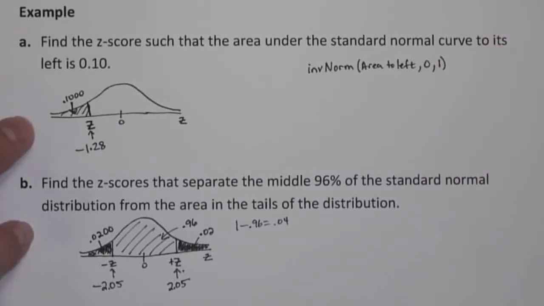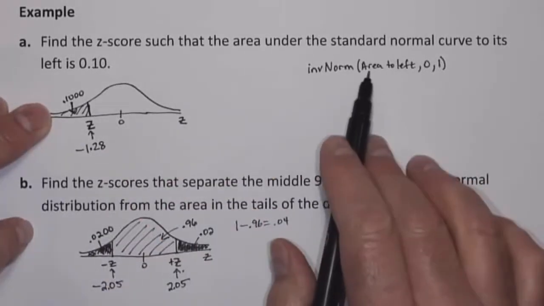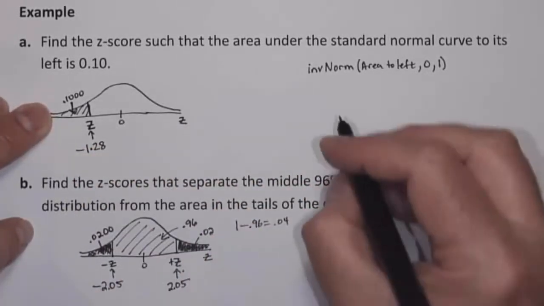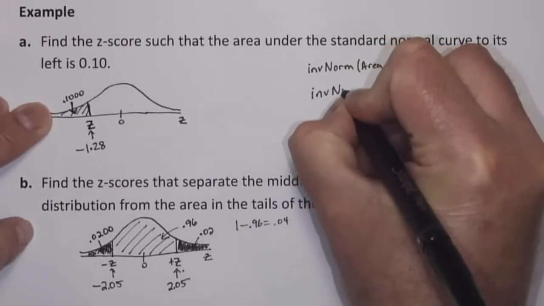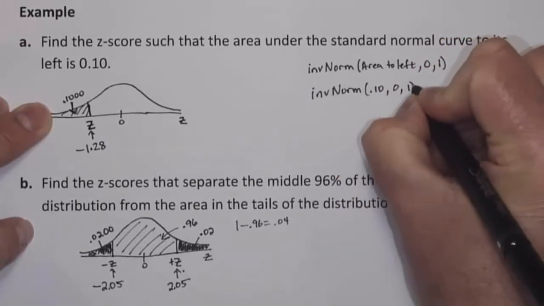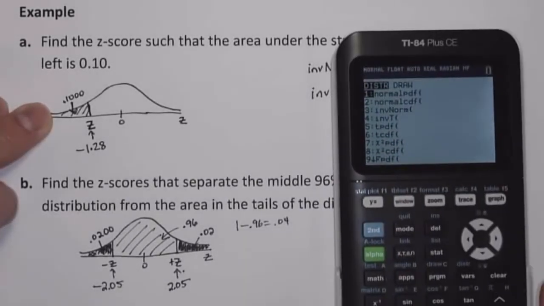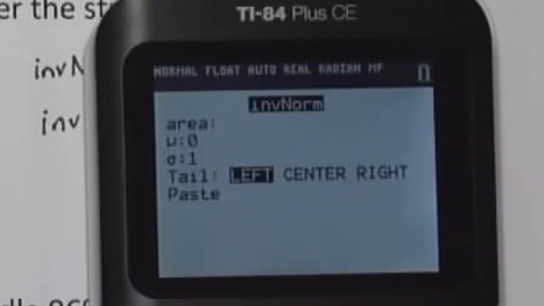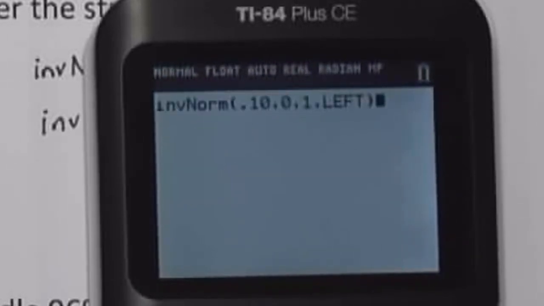Okay? So in part A, we know the area to the left is supposed to be 0.10. So I'm going to do inverse norm, 0.10. The mean is 0, and the standard deviation is 1. And that's going to give me the result. So now when I use my newer calculator here, I type in the area. So the area is 0.10, the mean is 0, the standard deviation is 1, and I have the area in the left tail. So I tell the calculator the left tail and paste. Okay? So I get this command on my screen.